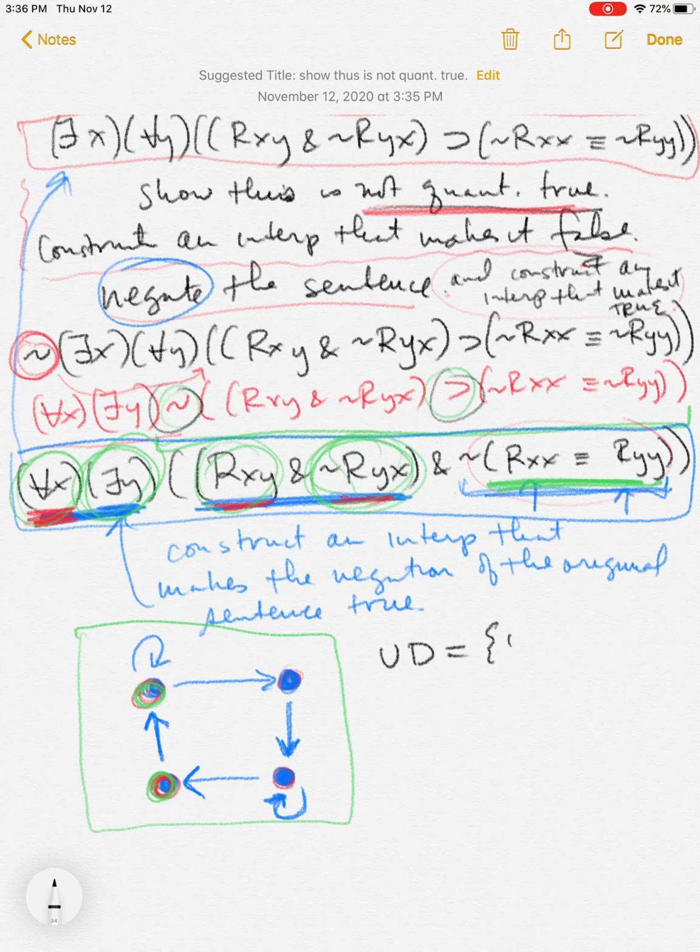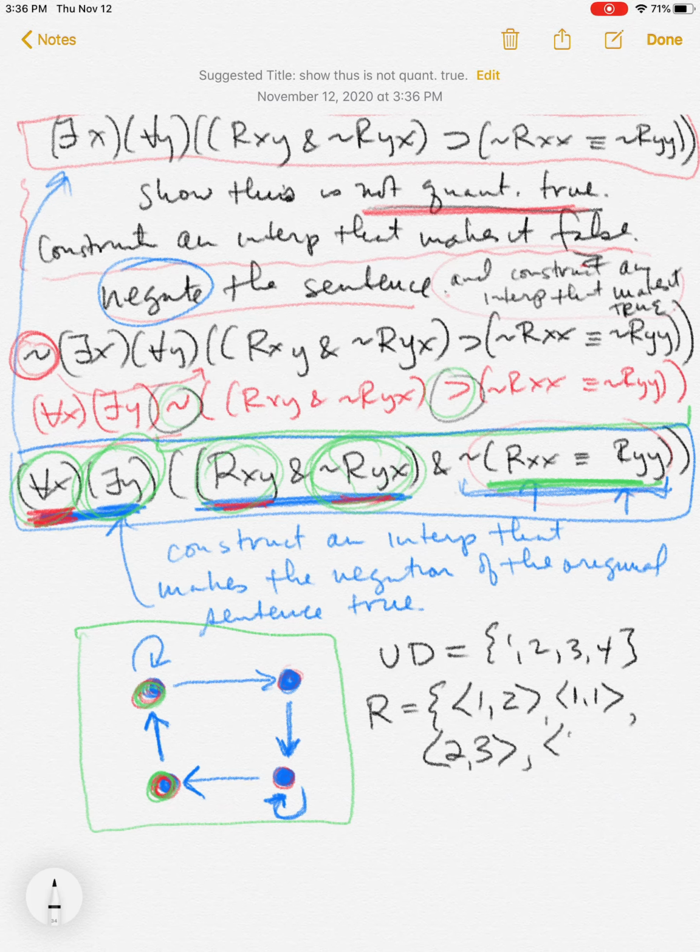Our universe of discourse has 1, 2, 3, and 4. And into the extension of R, we're going to have 1 bears R to 2, but 2 doesn't bear it back to 1. We leave out 2, 1. And of 2 and 1, 1 is our self-R-er. Now 2 has to bear R to somebody, but it can't be 1, so we added 3. And of the 2 of them, one of them has to be a self-R-er, but it can't be 2, so it's 3. But now 3 has to R somebody, so we added a new guy, 4.